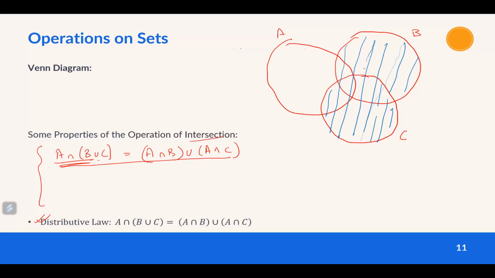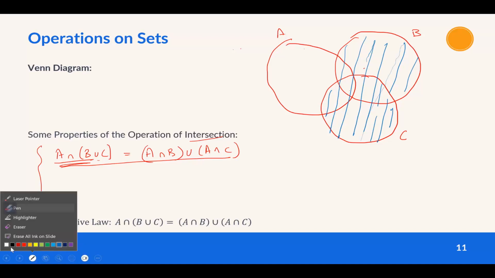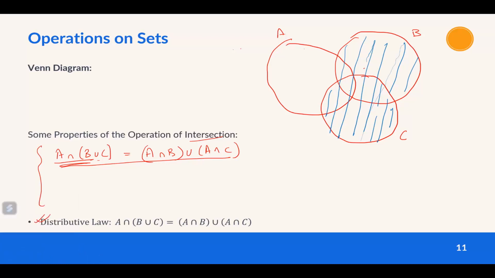Now it is doing A intersection B union C. So intersection is saying that the elements which are there in A and the set B union C, whichever the overlapping region is, will be the intersection. So this will be the intersection region, right? A intersection B union C. B union C was this region, and the intersection was the common between B union C and the set A.